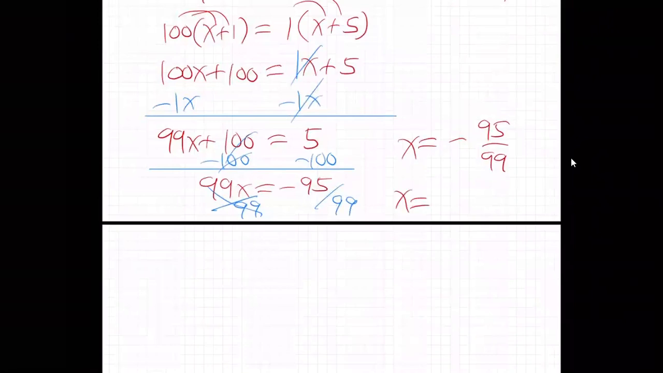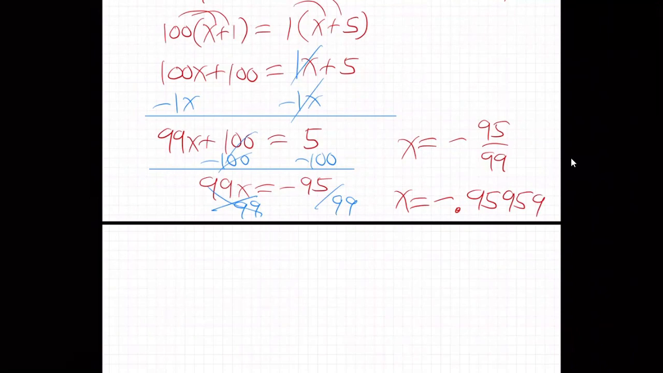So now let's just go and get a decimal, and I think you'll see what I'm talking about. So if you divide that on your calculator, I'm going to do it right now too. I'm getting negative 0.95959. So it's good enough. There's 5 decimal places.